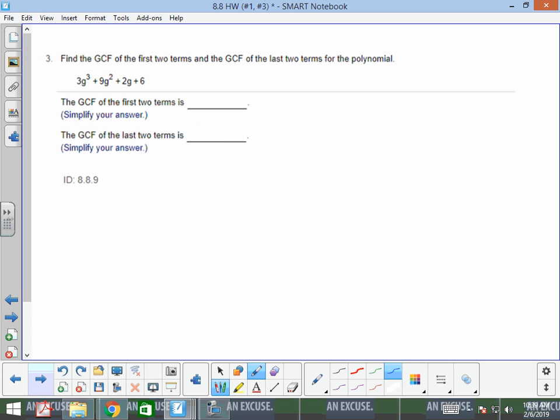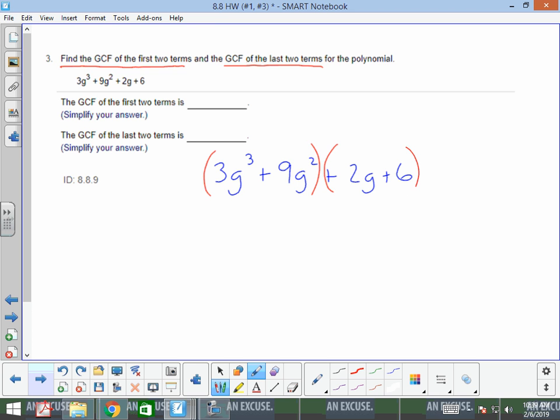All right, in this problem, it just says to find the GCF of the first 2 terms, and then the GCF of the last 2 terms. So I'm going to rewrite this problem. And with the grouping method, we have 4 terms. So I'm going to put parentheses around the first 2 and parentheses around the last 2.